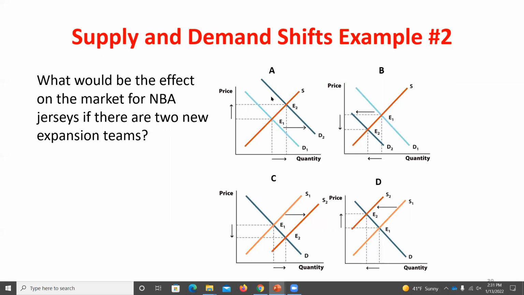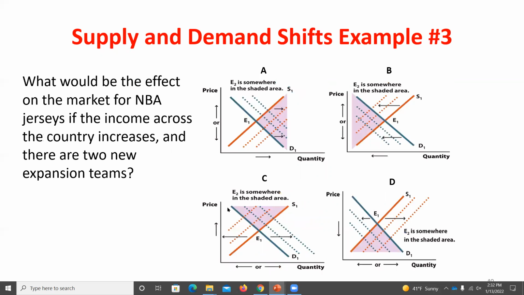I could then do, what if there's two new expansion teams? What curve is this going to shift? Supply. Increase, so it's going to be a shift to the right. And then if we had the combination of the two, a demand increase and a supply increase, that would be up here.